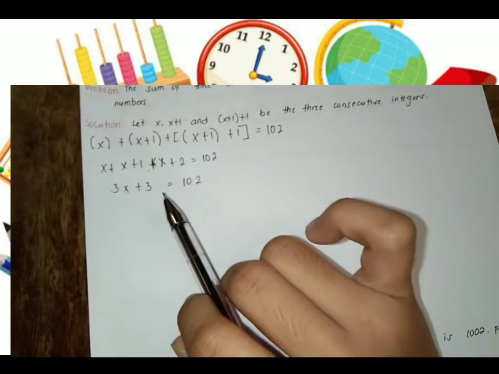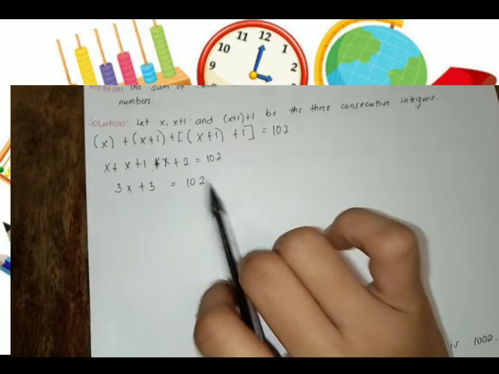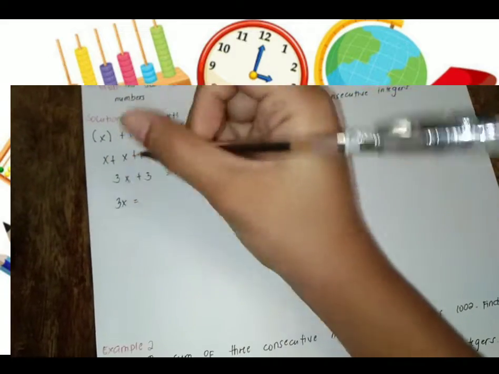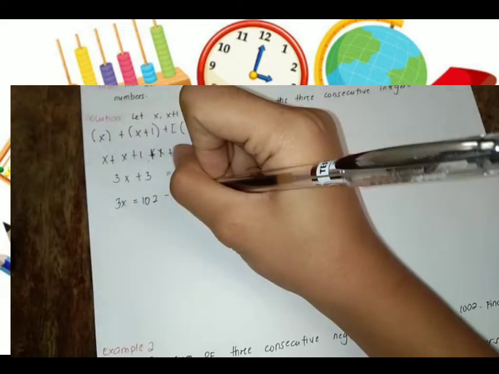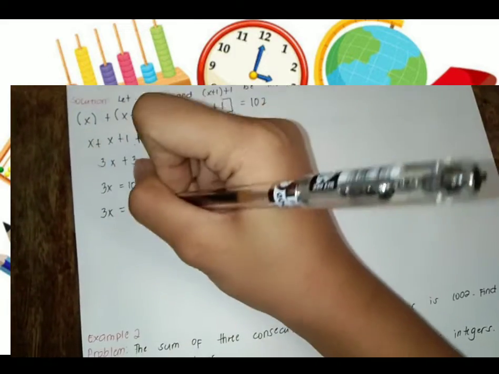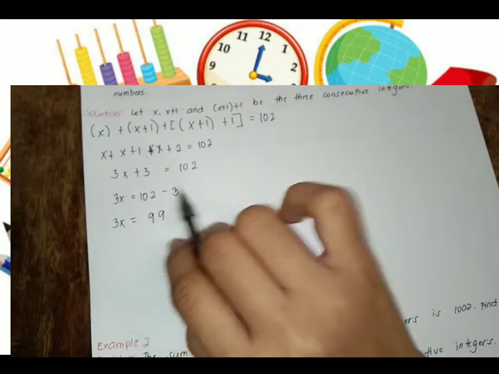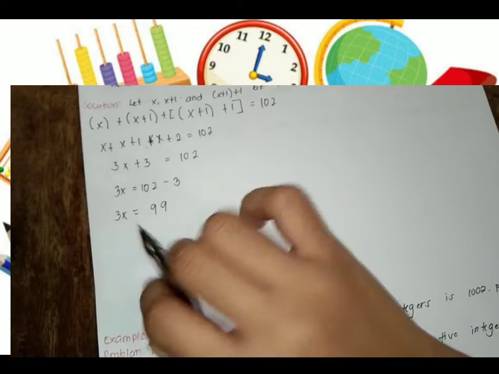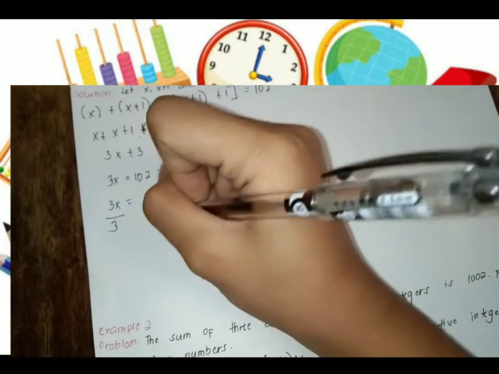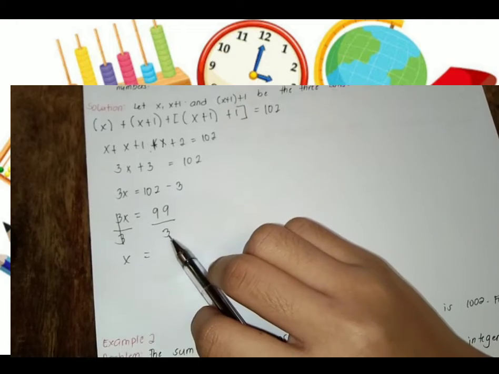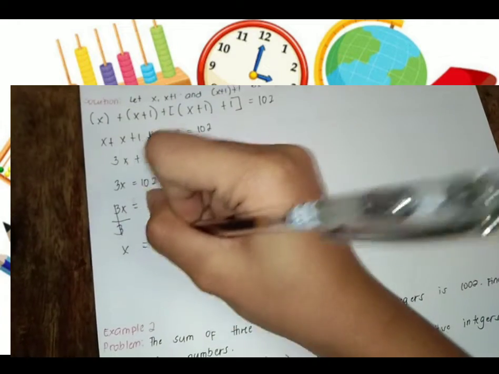Okay, now we are going to transfer the 3 into the right side. Okay, so 3x is equal to 102 minus 3. Now we are going to subtract it. 3x is equal to 99 because 102 minus 3 is equal to 99. Now we are going to divide the 3 into both sides. So x is equal to 99 divided by 3 is equal to 33.